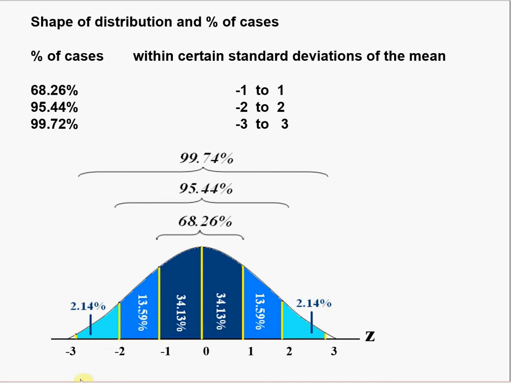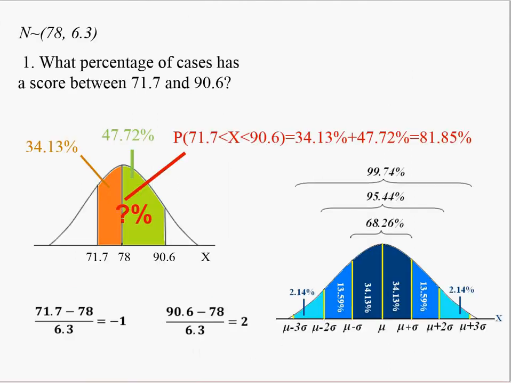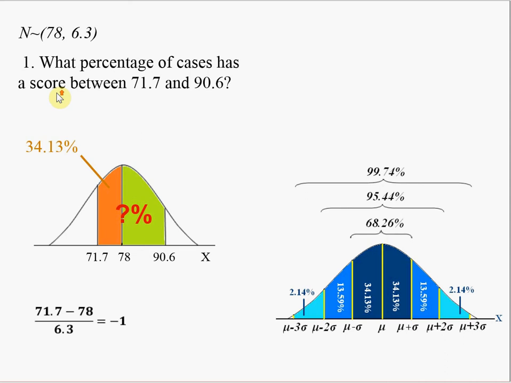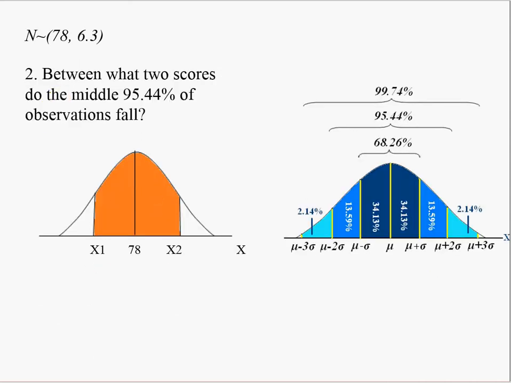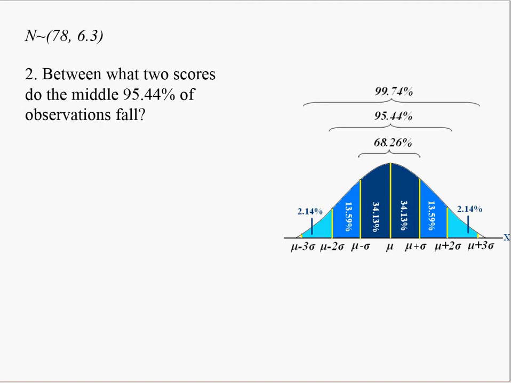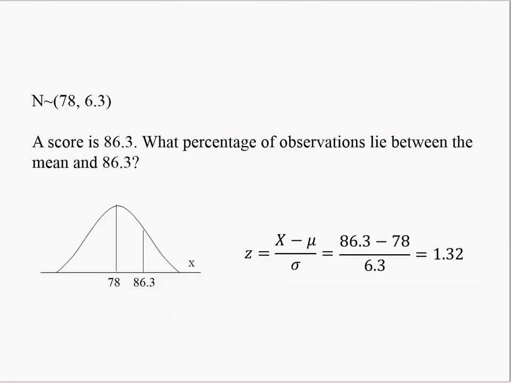Okay, now let's do a couple of practices on how to use this table to help us do some calculations. Let's first look at this question. What percentage of cases has a score? Okay, let me first take this off so that we understand the context here. Between what two scores do the middle 95? Okay, we already did this question. Let's move on to the next question. Okay, there's a little confusion involved.